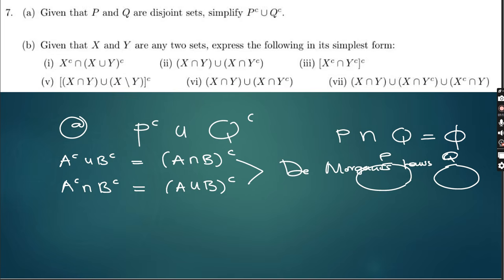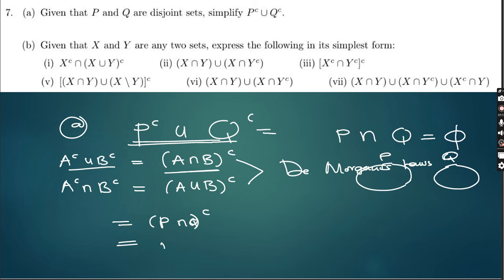So this part and this part, as you can see, are one and the same. So we are going to write it as A intersection B complement. This can be written as P intersection Q complement. We are converting this, writing it in this form. So P intersection Q complement.